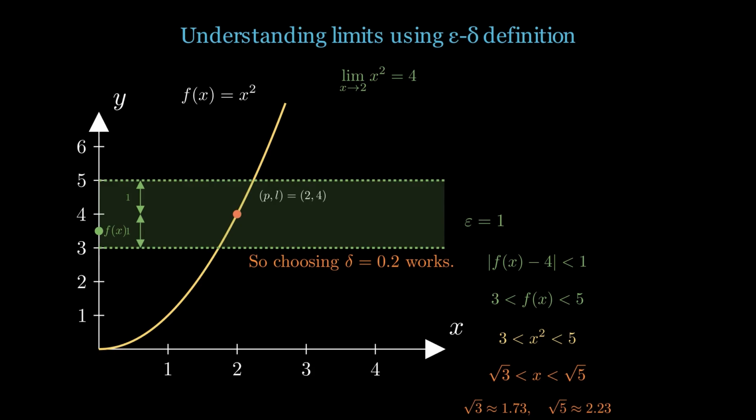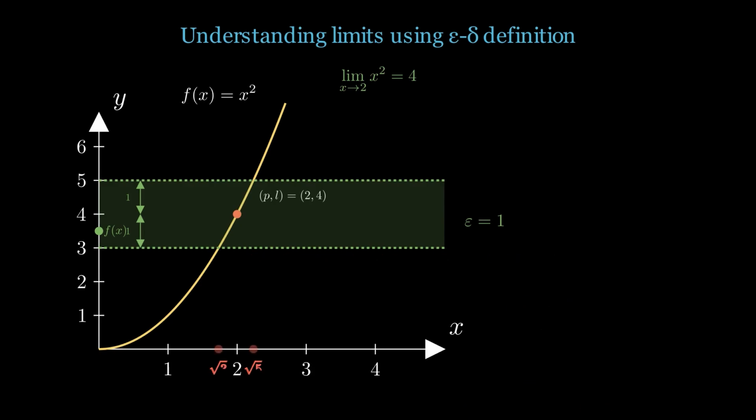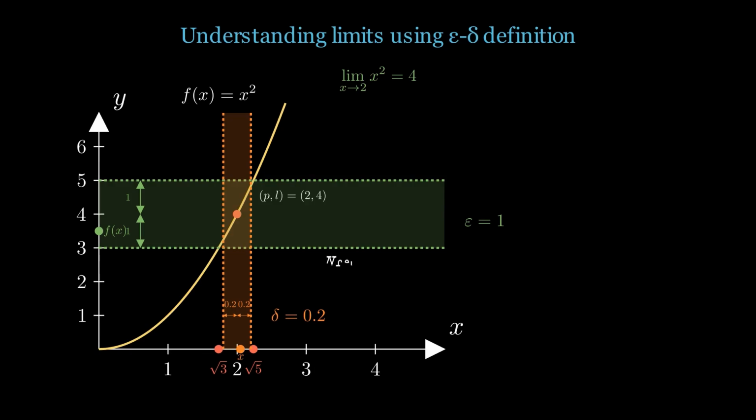So we draw a delta band around x = 2, where delta is 0.2. Now we can clearly see that whenever x stays within this delta band, that is, whenever |x − 2| < 0.2, the corresponding function value, f(x), automatically stays within the epsilon band. That is, |f(x) − 4| will always be less than 1, which means that the distance between f(x) and the point 4 on the y-axis will always be less than 1.